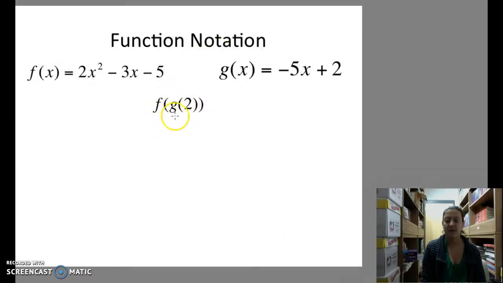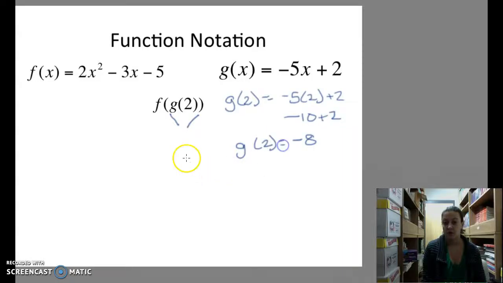Slide 4. Now, f at g of 2. This is like a double input. So we're going to do one step at a time. Let's find what g at 2 is first. So g at 2 is -5 times 2 plus 2, which is -10 plus 2, which is -8. So g at 2 was -8.